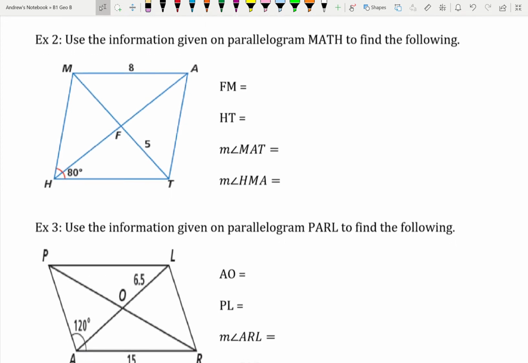What we're going to do is focus on how to solve problems with those properties. So this first one here, it's given us a parallelogram. It's got some information that's marked up on it and all that good stuff. And what we're going to do first is try and figure out what FM is.